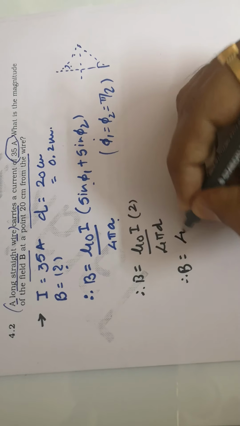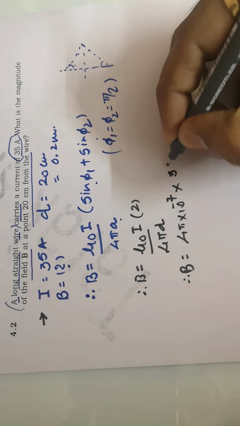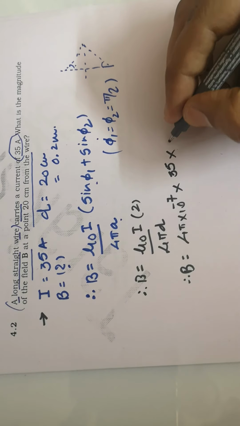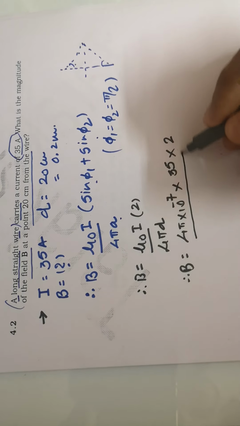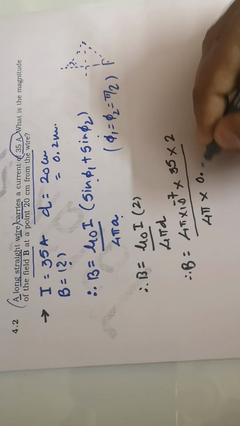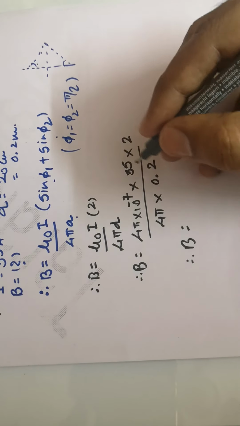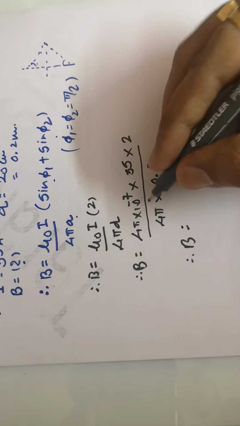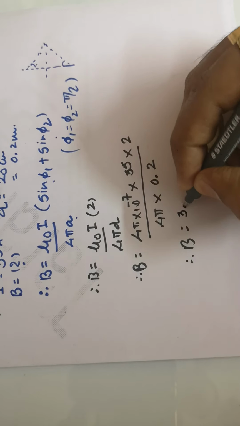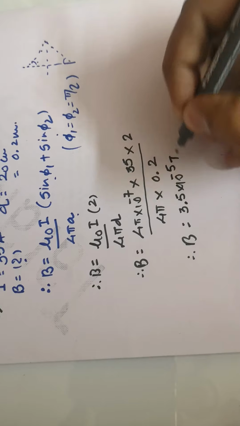I have mu 0 that is 4 pi cross 10 to the power minus 7. My current is equal to 35 amperes, multiplied by 2 and then divided by 4 pi, and then distance d is equal to 0.2 meters. You can see that 4 pi can be directly cancelled out, and 2 and 0.2 can also be cancelled out. So the only part left is 3.5 cross 10 to the power minus 5 teslas.